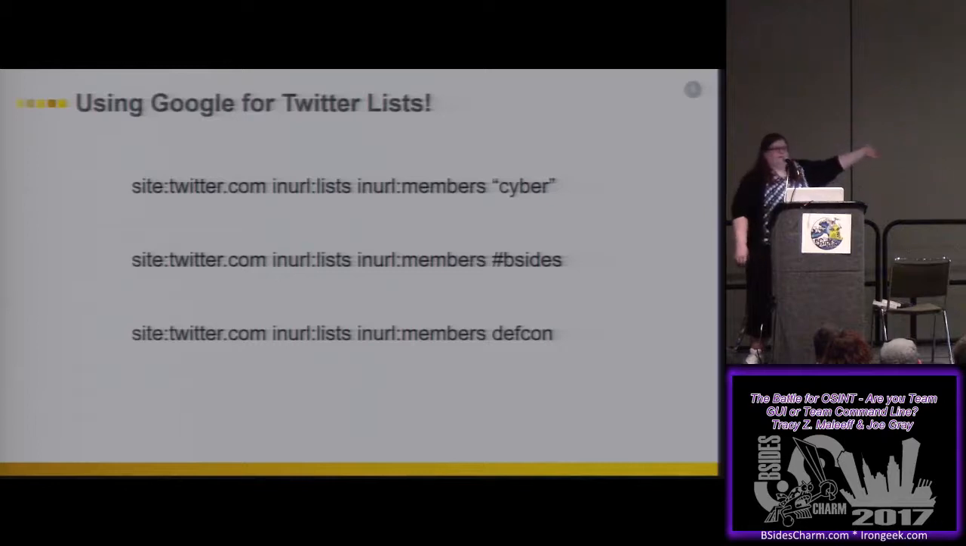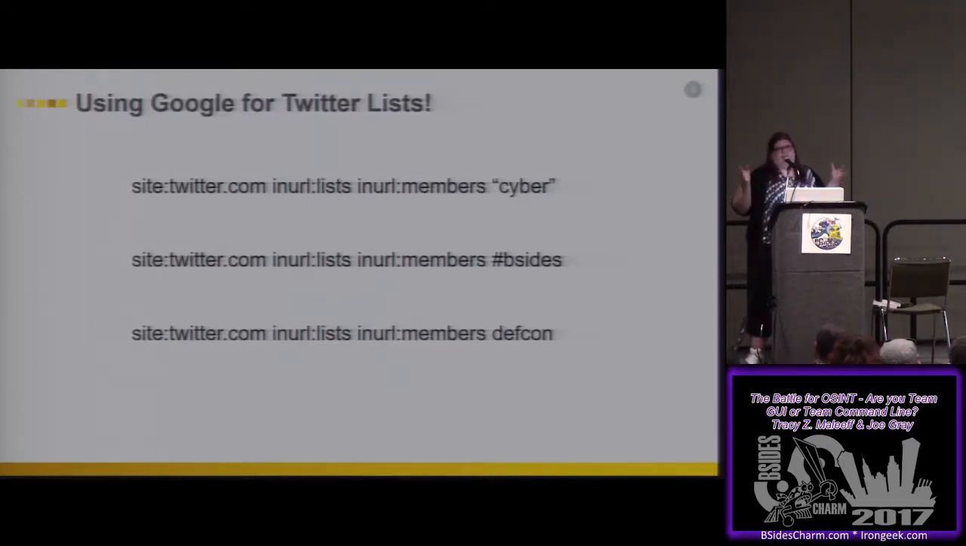So these are ways how you find lists. You tell it that you want the site Twitter, you want in the URL the word lists, and then you want members, if you're looking for members of a certain list. And I showed you 3 different options. Then you want your qualifier. So do you want it to have cyber in it? You can use it with or without quotes.